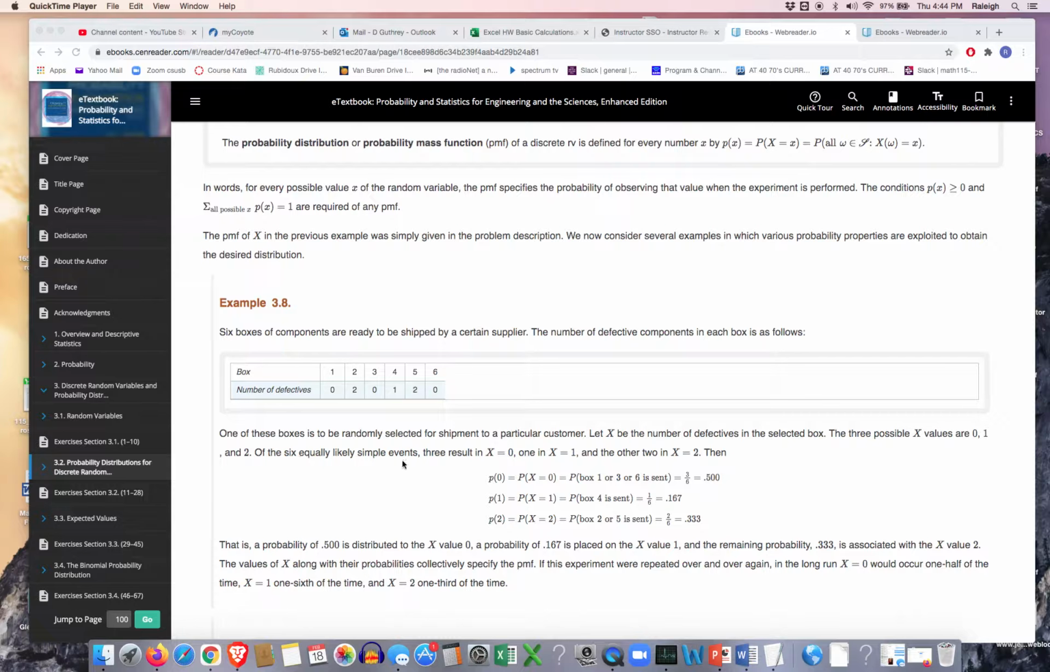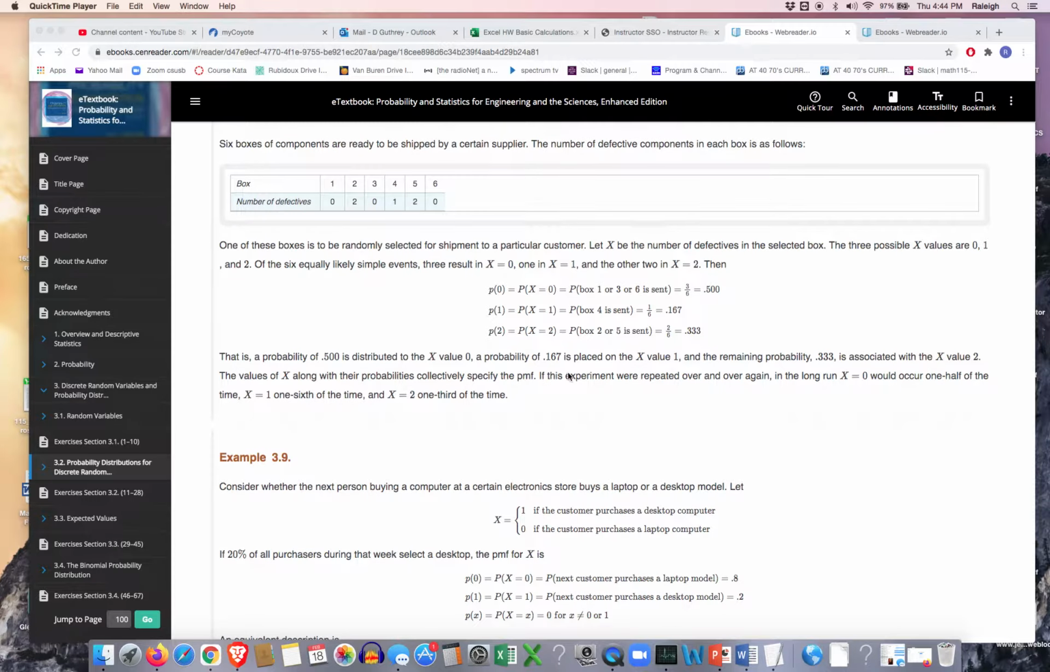And of the 6 equally likely simple events, like rolling a single 6-sided die, where you'd have equal chance of any of these, as we pointed out, 3 of the boxes have no defects at all. 1 of them has 1 defect, and 2 of them have 2 defects. So we could just look at the probabilities. For no defects, we have 3 chances out of 6, 3 boxes out of 6 fit the bill for that. That's exactly 50%, half. 1 out of 6 is box 4, that's around 17%. And then to have 2 defects, 2 boxes are fitting the bill on that one, about 33%, 2 chances out of 6.